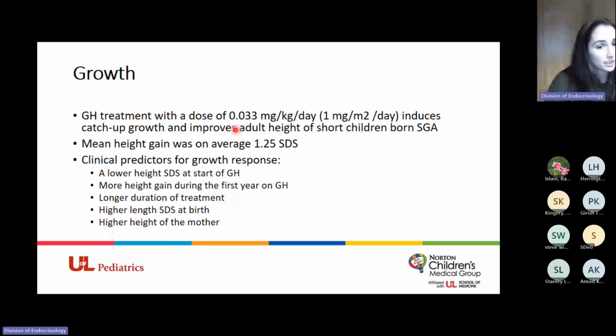And then some of the clinical predictors that will be positive for a good growth response are having a lower height SDS at the start of growth hormone. When they have a good response in that first year of treatment, that typically shows that they're going to overall respond well. When they're exposed to a longer duration of treatment, when they have higher length SDS at birth, and when the mom is taller.